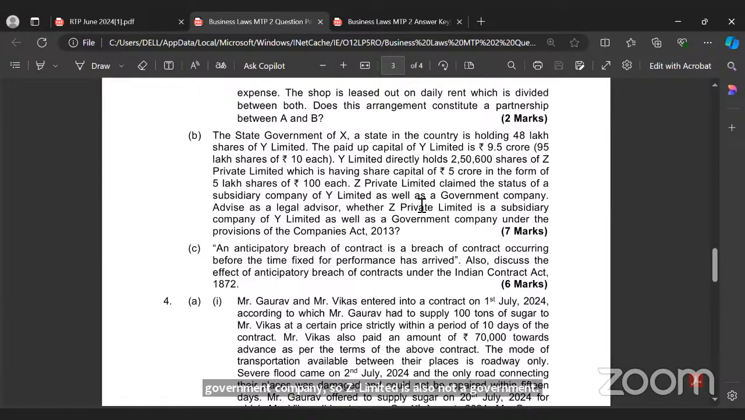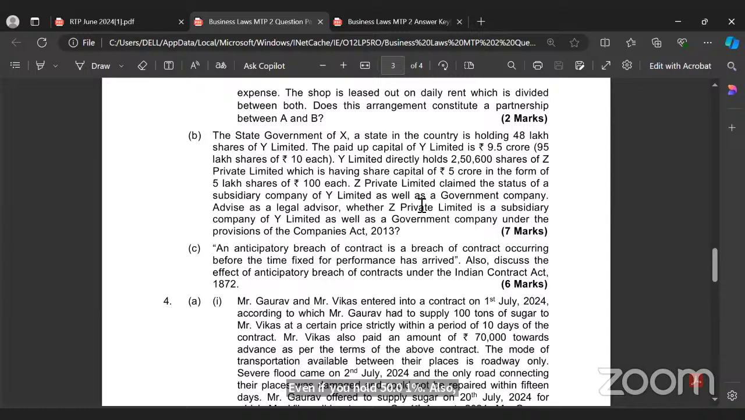Now let's say they change it so that the state government holds 49 lakh shares. How much is 49 divided by 95? Quickly. 51.58. In that case, what would have happened? Y would have become a government company because more than 51% of the share capital is held by the state government. And the subsidiary of a government company is also a government company. So in the subsidiary of a company, you don't have to hold 51%. Even if you hold 50.01%, you'll be considered a government company.